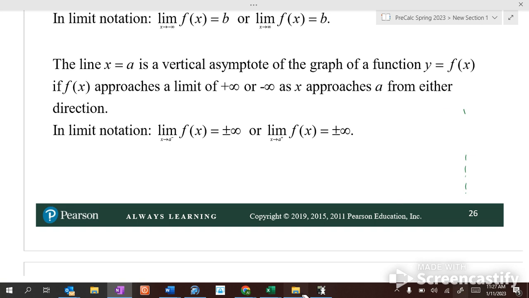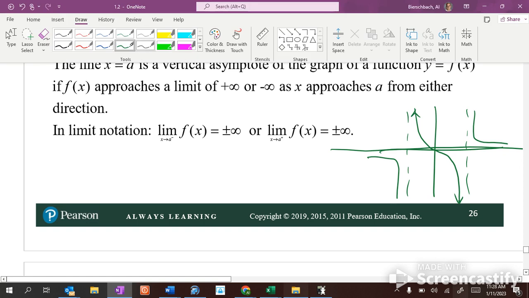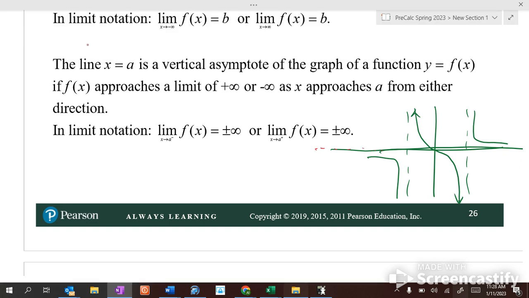And we have functions every once in a while that have a couple vertical asymptotes. Like this part might be up here, this part might be down here, and it might go like this. Now, there is a horizontal asymptote going on here where, as you go towards infinity, it gets closer and closer to the x-axis. And if you go towards negative infinity, it goes closer and closer to the y-axis.